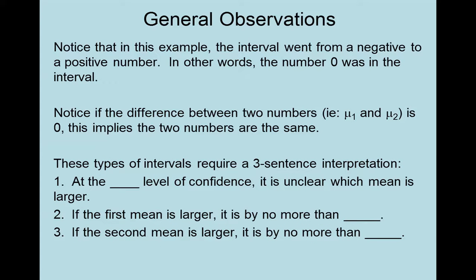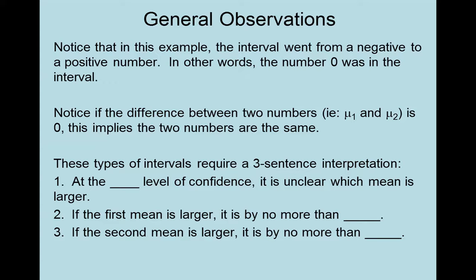So here are some general observations about interpreting intervals. In this example, the interval went from a negative to a positive. Or if you want to put the 0 in between, it went from negative to possibly 0 to positive. So if the difference between the two numbers could be 0, that means they're the same. So it goes from saying one is larger to they could be the same to the other one is larger.